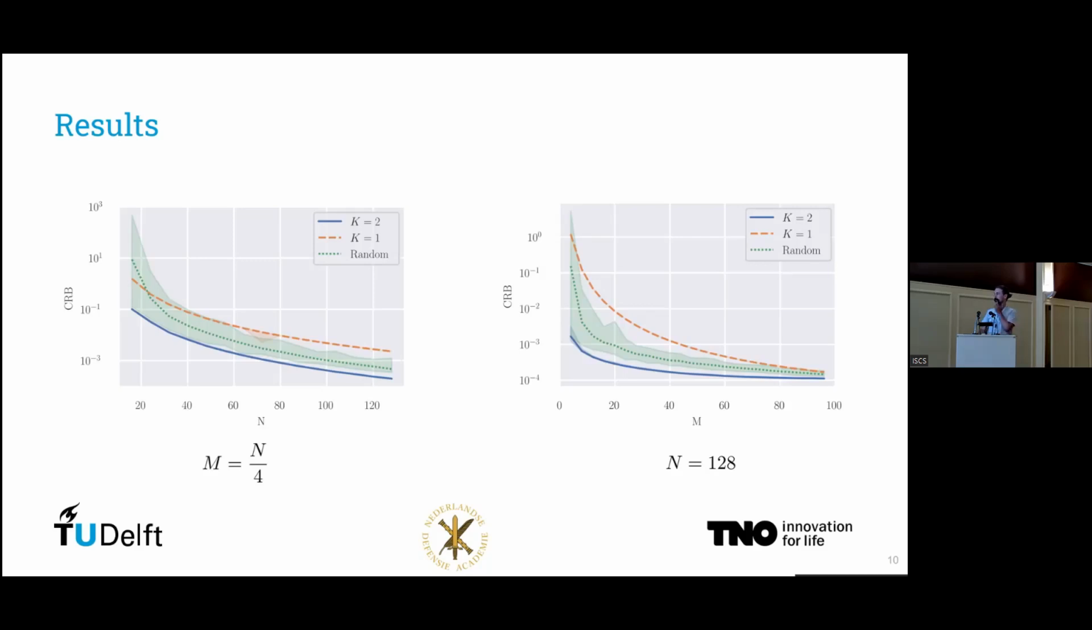That essentially leads me to the conclusions. We've managed to formulate the worst case two-target Cramér-Rao optimization for sensor selection as a convex program, using randomized rounding to obtain binary solutions.